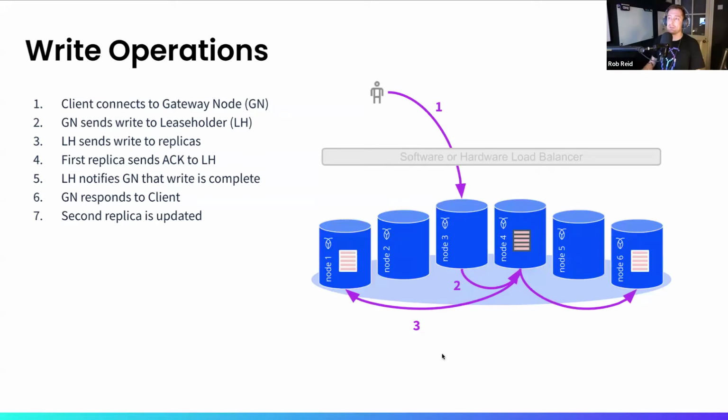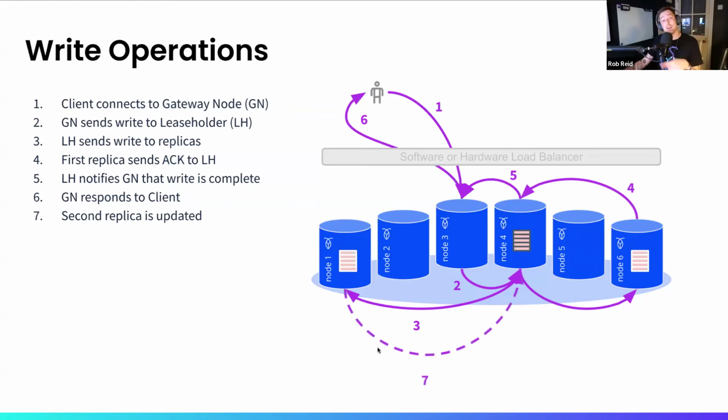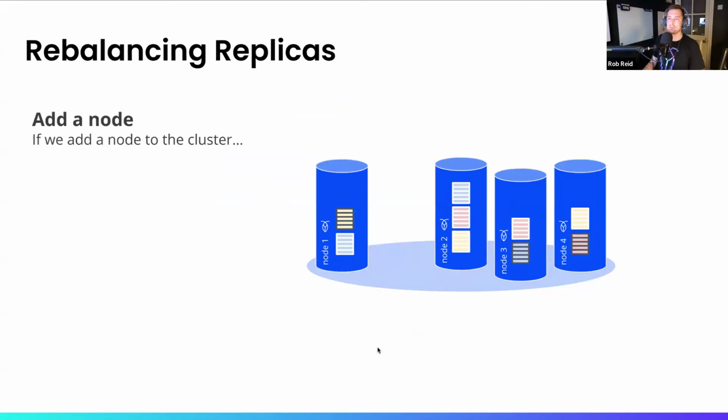The first one to respond in a replication factor of 3 cluster lets the leaseholder know that the data is safe, because it's replicated at least twice at this point. So it can respond to the gateway node, which in turn responds to the caller. Asynchronously, the other replica, which may have been geographically further away, so the speed of light has slowed that request down, also lets the leaseholder know that data has been safely committed.